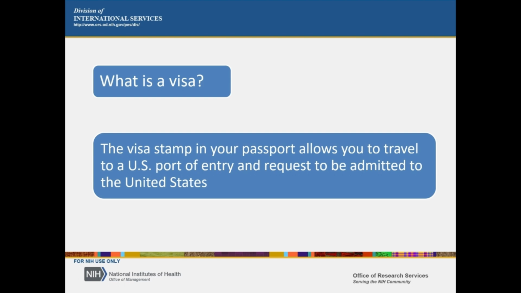What is a visa? The visa stamp in your passport allows you to travel to a U.S. port of entry and request to be admitted to the United States. The Customs and Border Protection Officer at the port of entry determines whether or not a foreign national may enter the U.S. after examining their relevant travel documents, including the visa, passport, and other enabling documents like the Form DS 2019. The officer will determine whether you can enter the U.S. based on the documents you present and the status you are requesting.